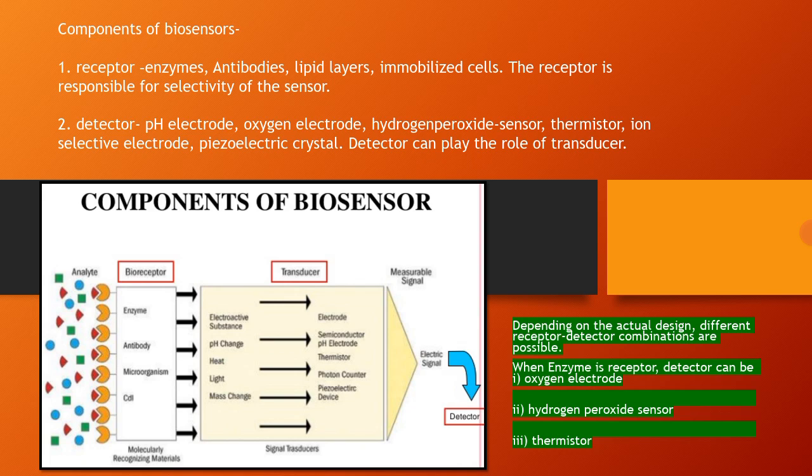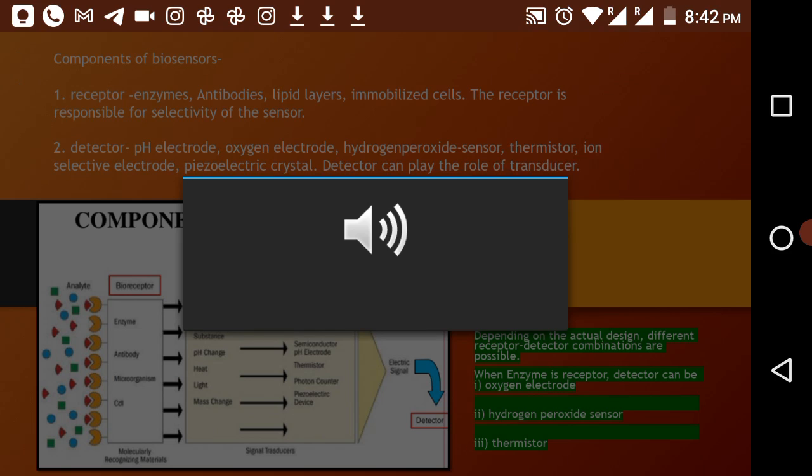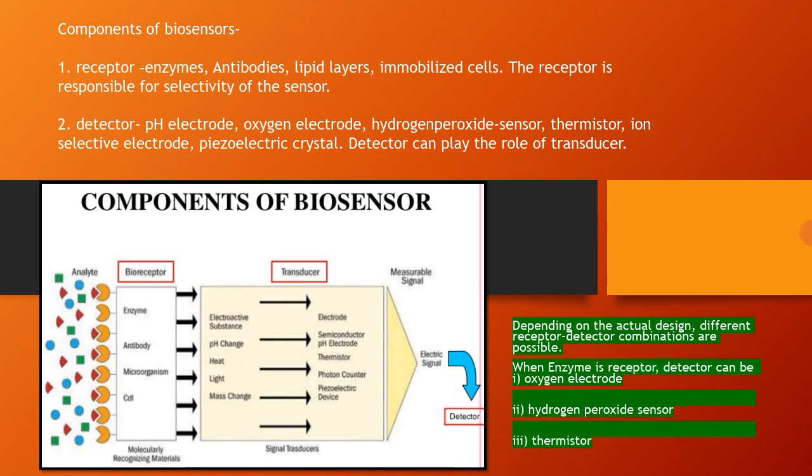Yes. So now depending on the design of the biosensor, various receptor detector combinations are possible. For example, if the enzyme is the receptor, then the detector can be the oxygen electrode. Again, when the enzyme is the receptor, the detector can be the hydrogen peroxide sensor. Again, when the enzyme is the receptor, the detector can be the thermistor. So we will have different combinations of receptor and detector depending on the type of biosensor design.